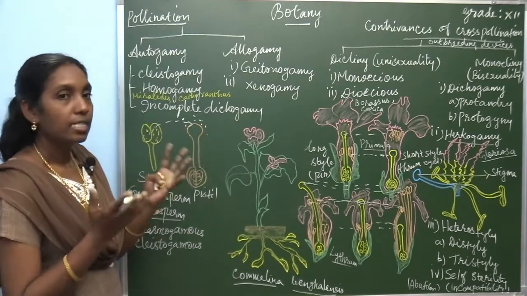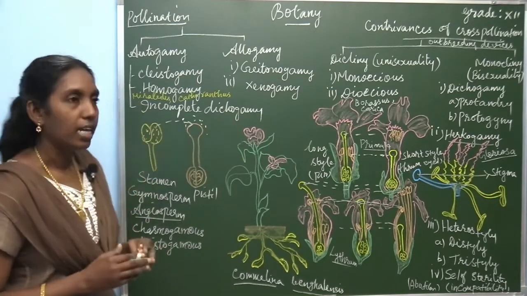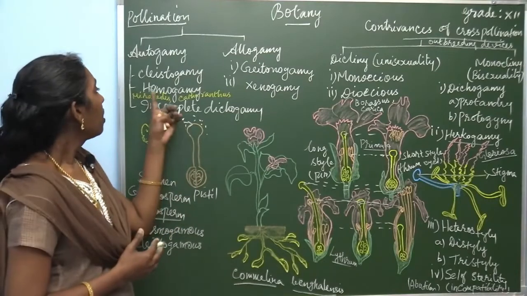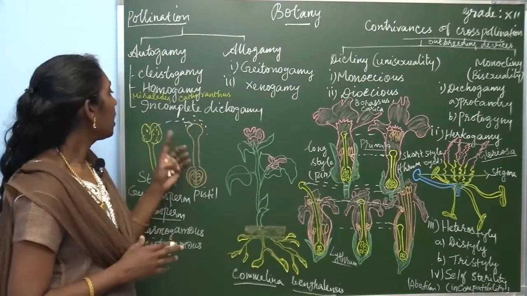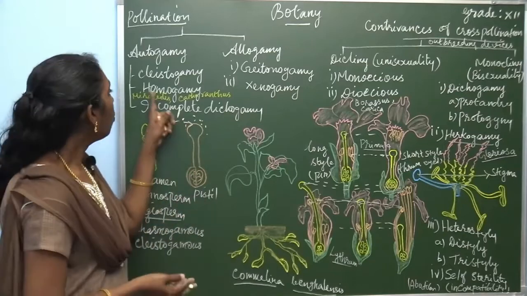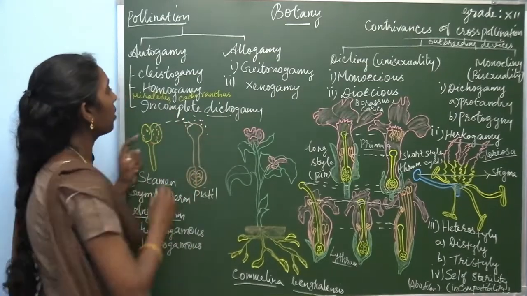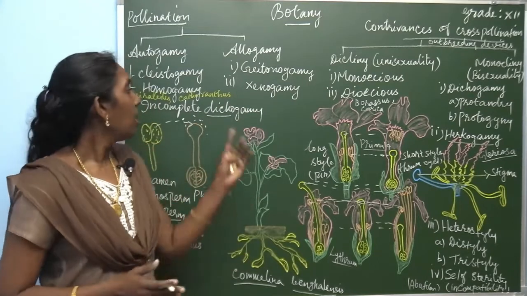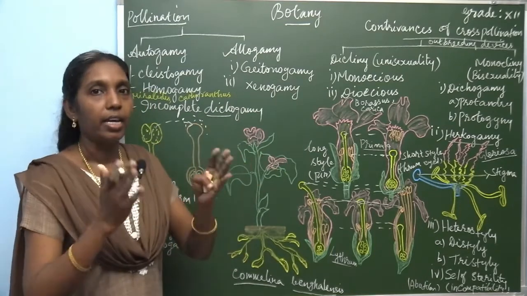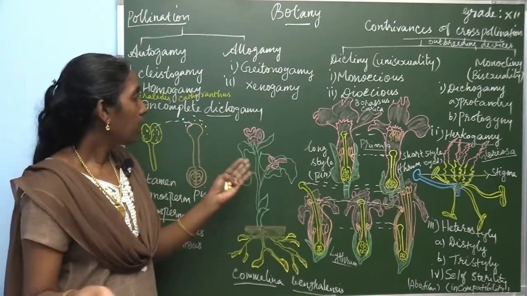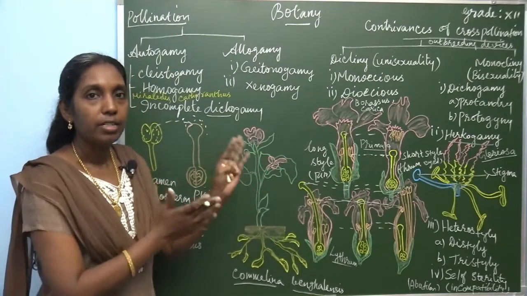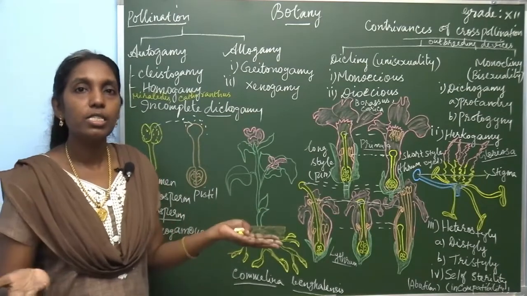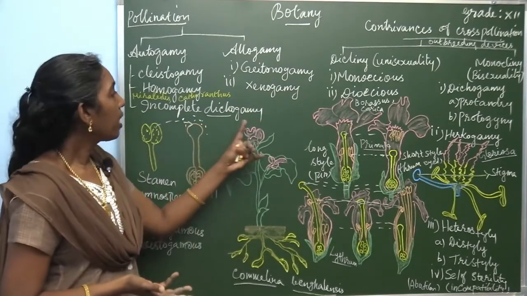What are the examples? Mirabilis jalapa and Catharanthus roseus are a few examples of homogamous flowers. Then dichogamy, the opposite of homogamy. In homogamy, maturation takes place at the same time. In dichogamy, the anther and gynoecium mature at different times. Androecium and gynoecium mature at different times; that is dichogamy.